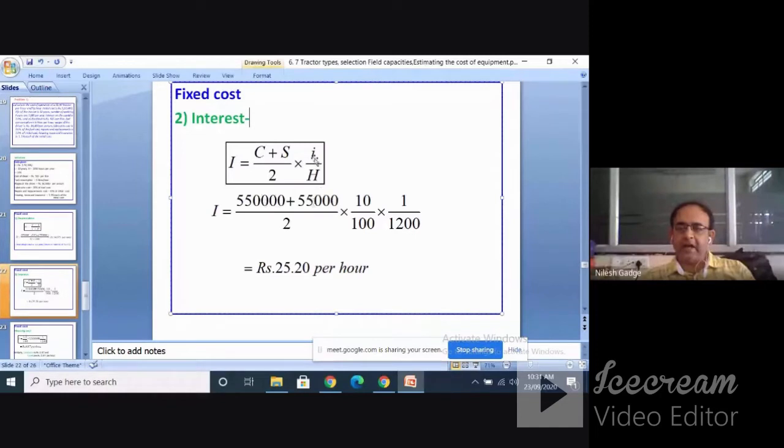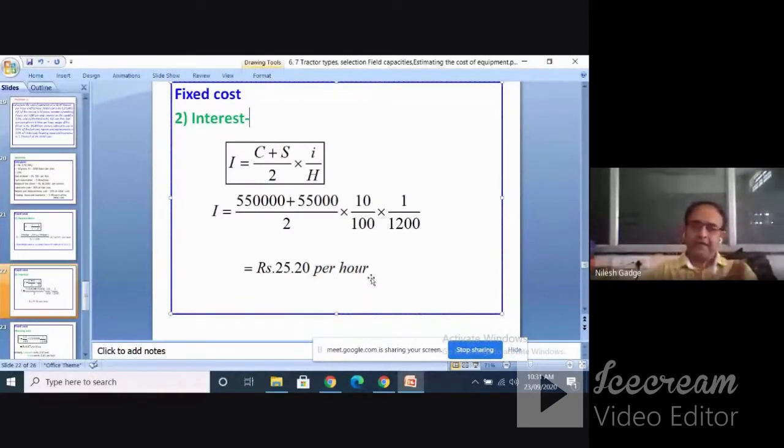I, the interest rate, is given as 10. It should be divided by 100, because the percent will be in fraction. And H is the working hours per year. Working hours per year are 1,200. H is 1,200. And if you calculate this, your interest will be 25.20 rupees per hour.